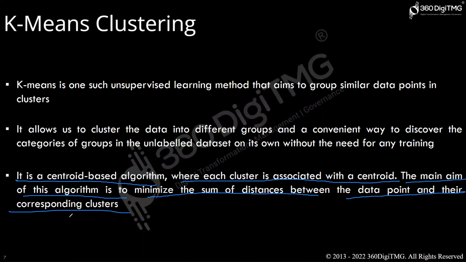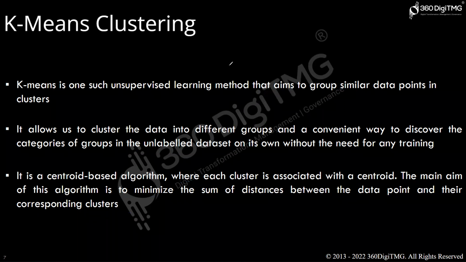The main aim of this algorithm is to minimize the sum of distance between the data points and their corresponding clusters. Okay, so how are we going to use this k-means clustering? We are going to see what the importance of this algorithm is, and how we are going to implement it. So we have seen what is meant by k-means clustering, right? We are going to see how we are going to implement that.